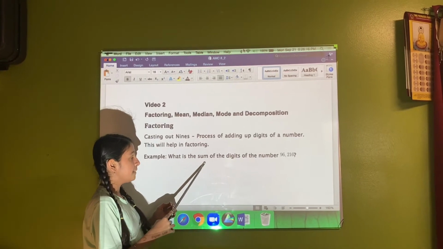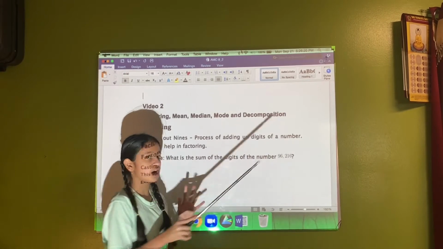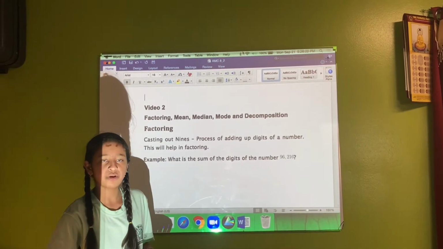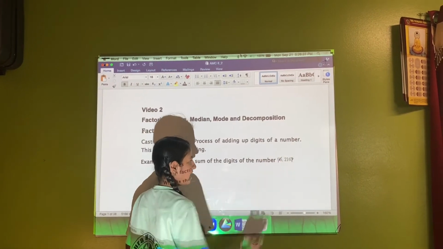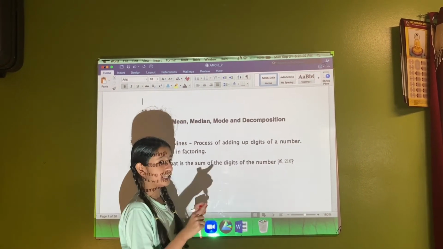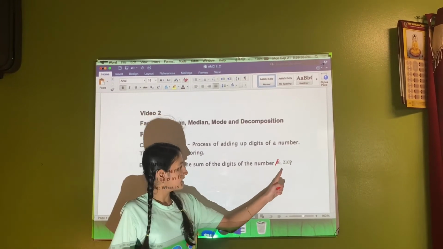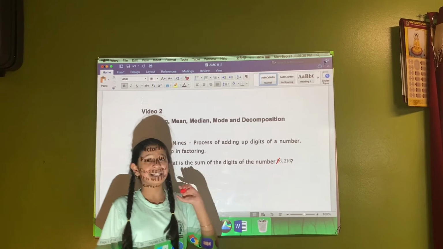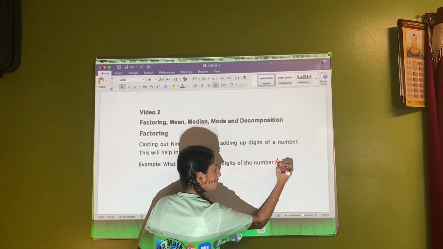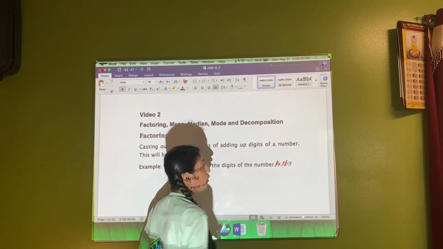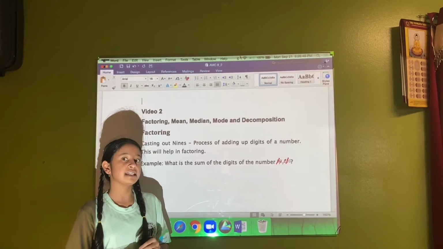What is the sum of the digits of the number 96,216? So in this trick, you basically take out the nines and all the numbers that make up 9. In this case, 6 plus 2 is 8, 8 plus 1 is 9. So you're going to take out 6, 2, and 1. According to this trick, our sum is 6, but we're going to test this out just to make sure it's right.